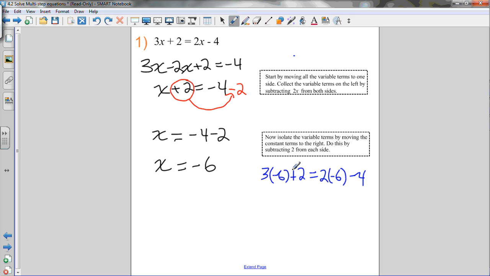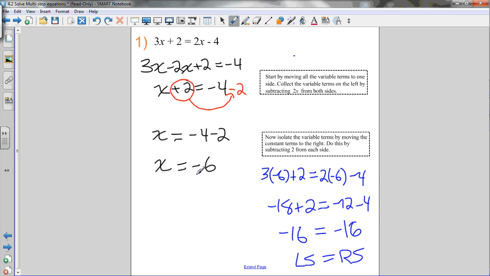Let's solve this. So I have 3 times negative 6 is negative 18. Plus 2, and on the right side I have 2 times negative 6, which is negative 12, minus 4. Negative 18 plus 2 is negative 16. Negative 12 minus 4 is negative 16. So the left side equals the right side. So the value x equals negative 6. Negative 6 is the value of x that makes this equation true, so this is the solution to that equation.